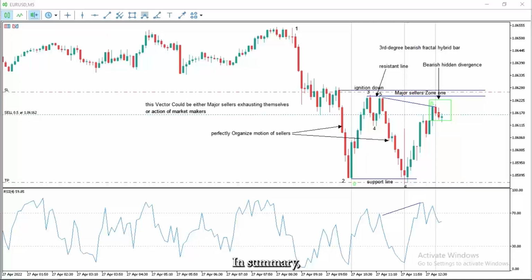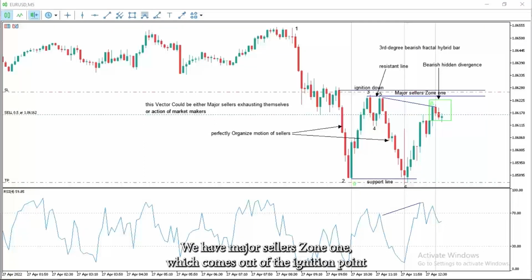In summary, we have the following contextual elements of both buyers and sellers of the market. 1. We have sellers and buyers shifting volatility at vector 2. Which means that the volatility control changes hands from sellers to buyers of the market. 2. Due to this volatility shift occurring at vector 2, we have a strong support line developing from here. Note that sellers failed in their first attempt to break through the support line at vector 6.